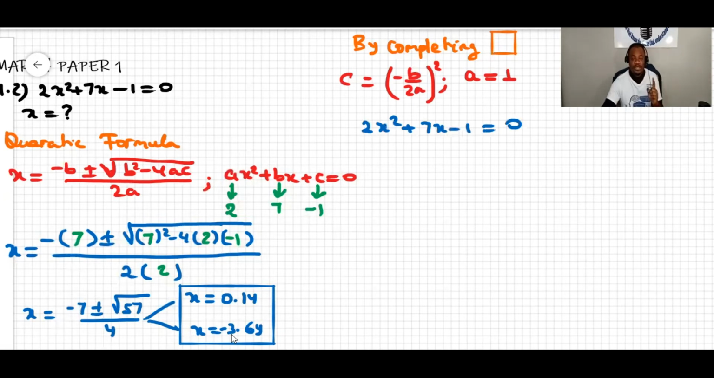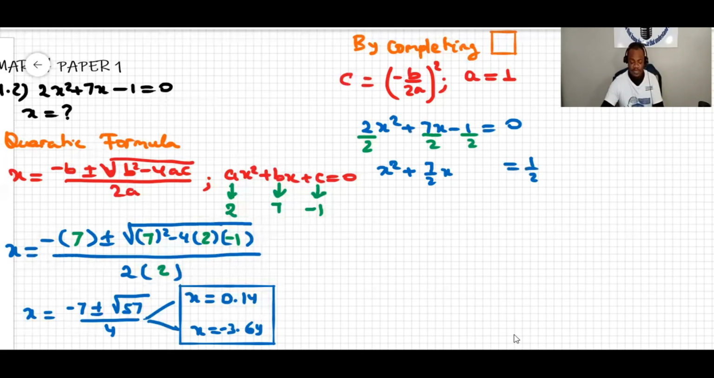First we need to make a equal to 1 by dividing the whole equation by the coefficient of x². We divide the whole equation by 2, and this would then be x² + (7/2)x - 1/2. Now I prefer to move that negative a half over, so it becomes positive a half here.